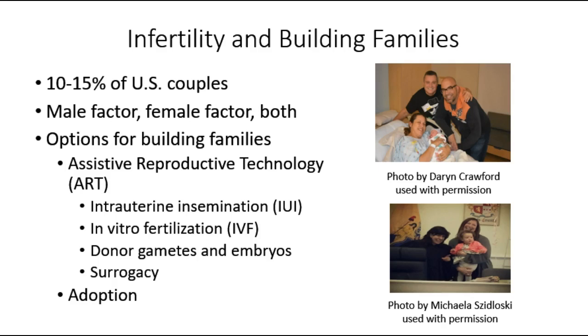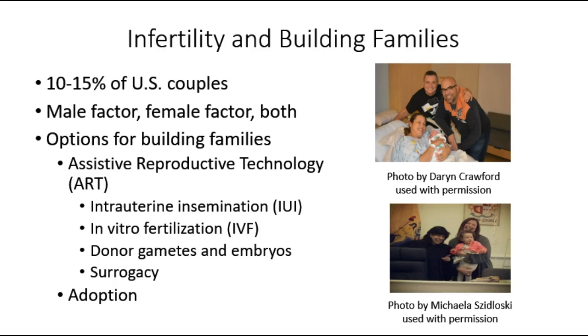So a third of the time it's a male factor, which has to do with sperm, female factor, which can be caused by a lack of ovulation, pelvic inflammatory disease, etc. That's another third of the time, and then the rest of the time it's a combination of both. So there are some different options for building your families. You can go through assisted reproductive technology, commonly referred to as ART.